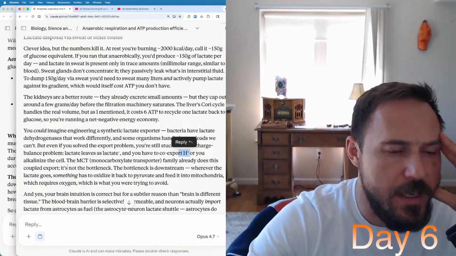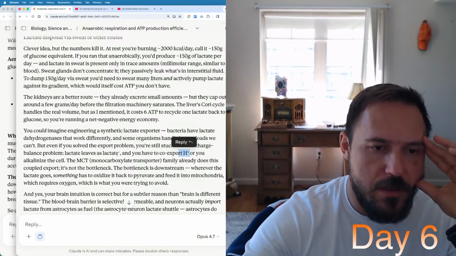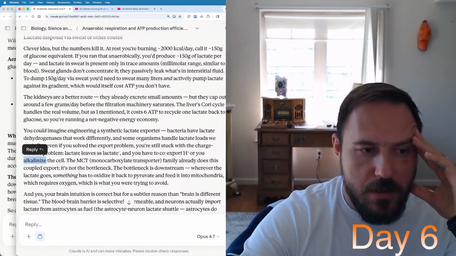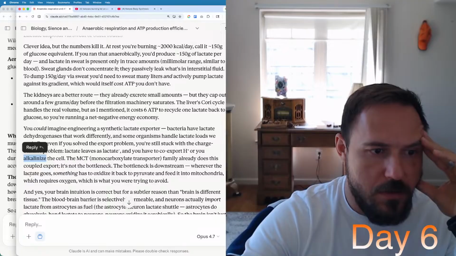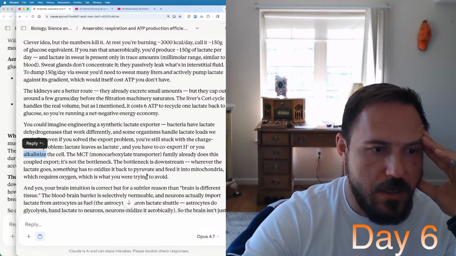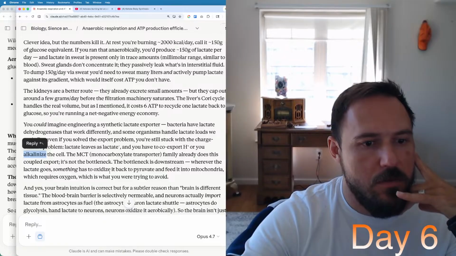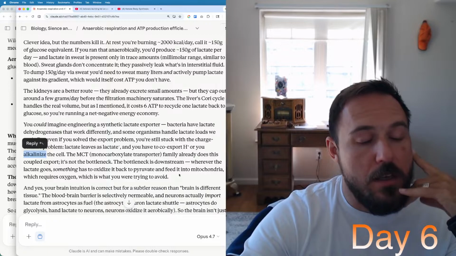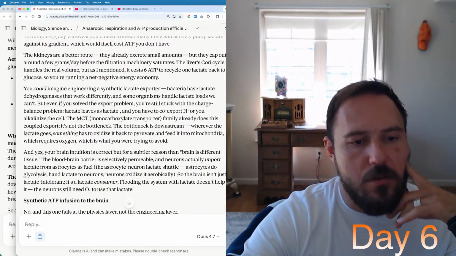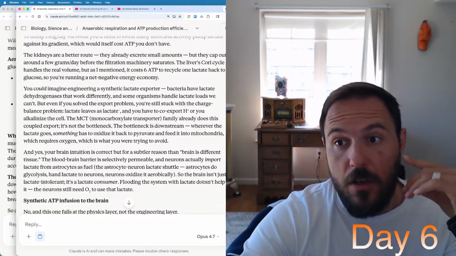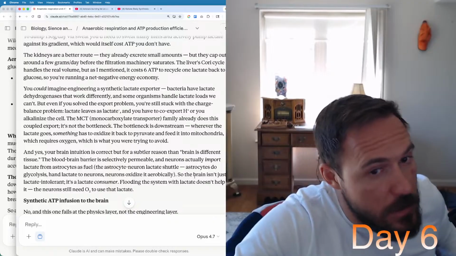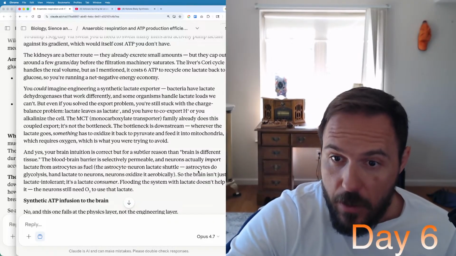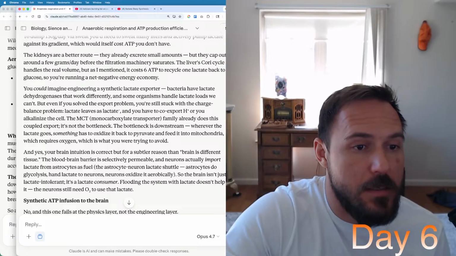I'm not sure if pH balance is relevant here. But you cannot make it alkaline because the cell will just die. The bottleneck is downstream, where the lactate goes. Something has to oxidize it back to pyruvate. So we cannot just invent different routes. We have to always close the loop. Close the loop in biology, close the loop in the AI agents, always close the loop. If you don't have a loop that closes, then it's not a real system.